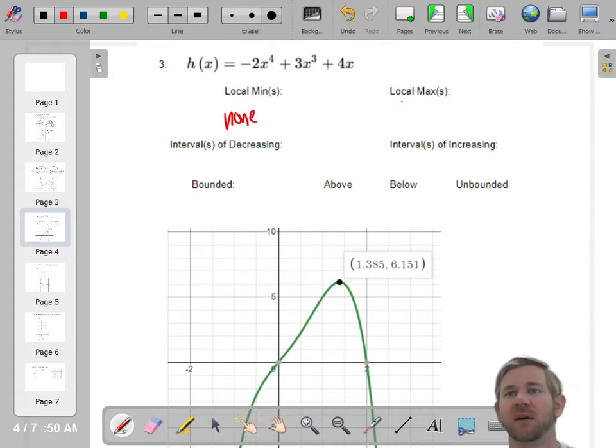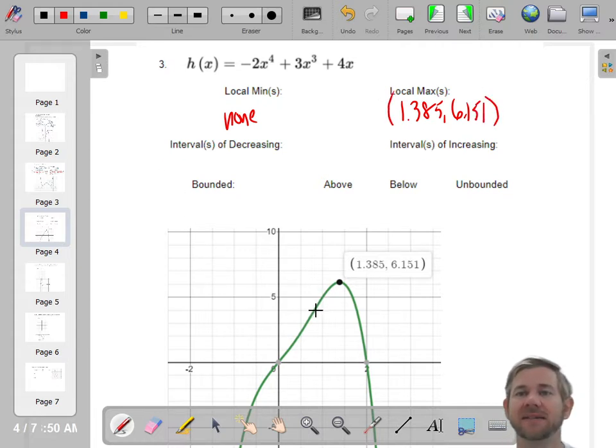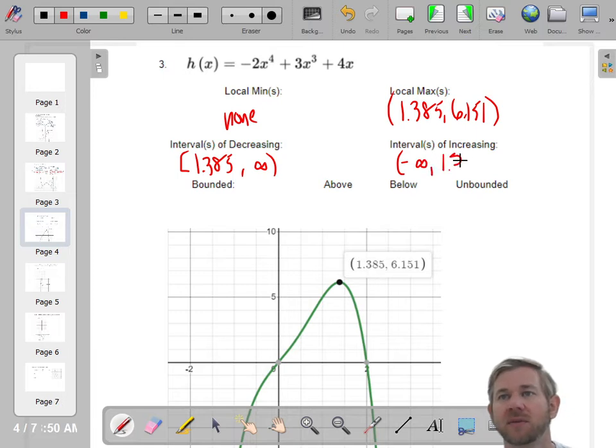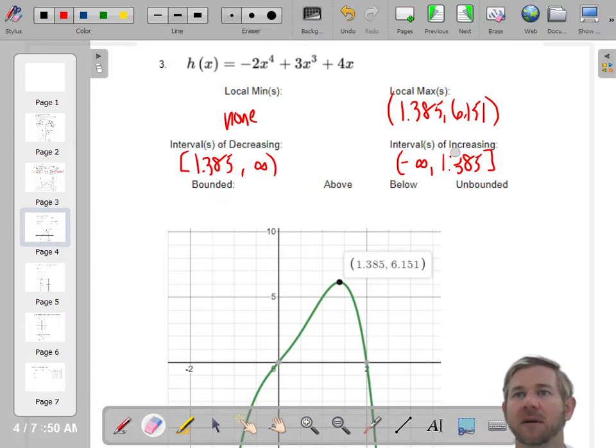Local max, right there, 1.385, 6.151. That's an ordered pair, local max. Intervals of decreasing. Well, it just goes down, so that's from 1.385 with a bracket. So starting here to the right, that is to positive infinity. And intervals of increasing is kind of the other game right here. So we're saying from the left, so x is negative infinity on the left until you get to 1.385, and that's a bracket. I'm not sure what happened with my 3 there. Try that again. There you go.